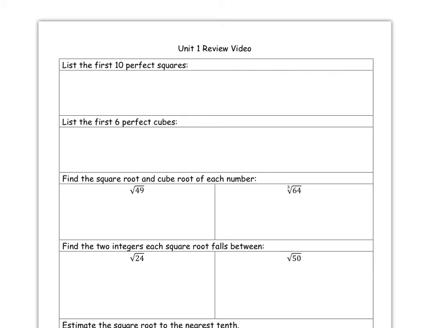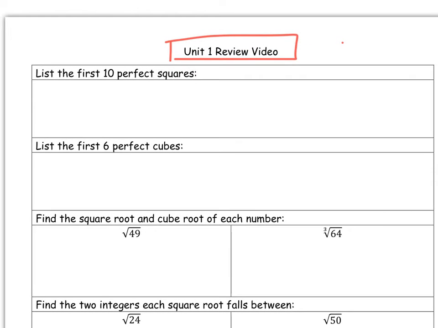Okay, you should have this set of notes in front of you which says Unit 1 review video. And we're going to list the first 10 perfect squares. You need to know these for the test on Thursday. So the first perfect square as well as the first perfect cube is 1. And then if we do 2 times 2, our next perfect square is 4.